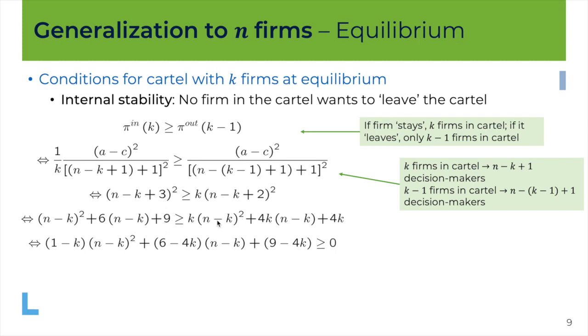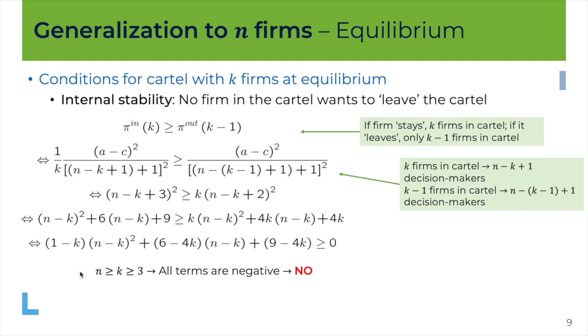And I do the same here, but don't forget that we need to multiply everything by K. Okay, and finally, this is the last inequality. I collect the terms in N minus K squared and in N minus K, and finally the last terms. Okay, and now I can say something about whether this inequality can hold or not.